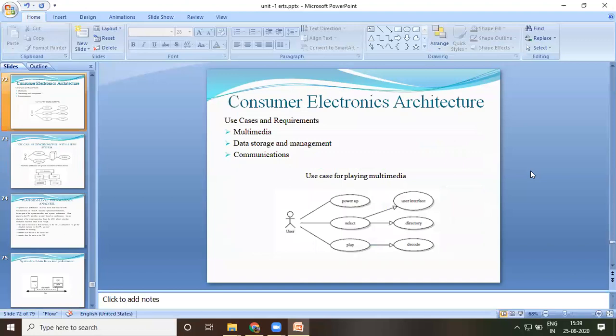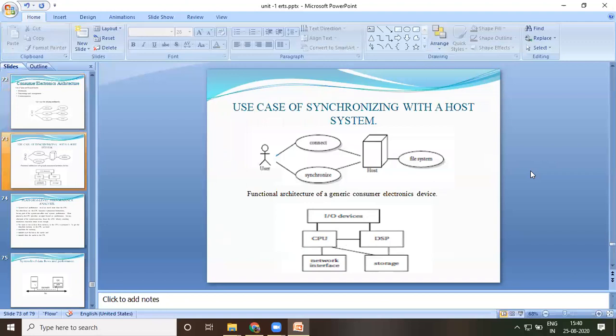The next one is consumer electronics architecture. It will be used for use case diagrams: multimedia, data storage and management, and communications. When we go for mobile systems, for example if we hear a song, by means of this use case diagram we come to know a lot of functionalities inside the mobile phone. Likewise, we design use cases for an internet system, such as synchronizing the host with the system. The functionality of the architecture of generic consumer electronic devices is the basis of the use case diagram, and how we approach that use case diagram.